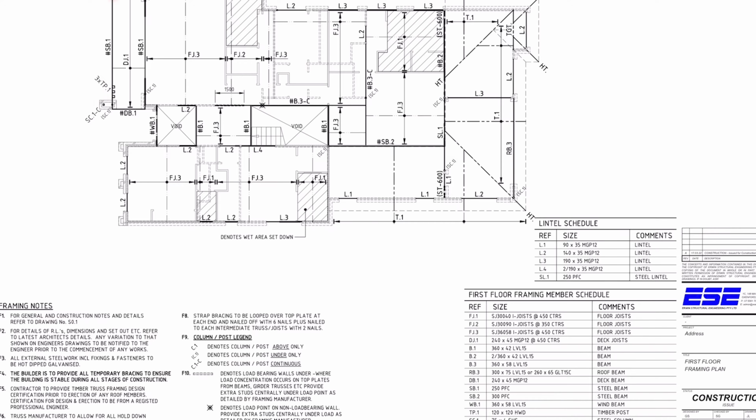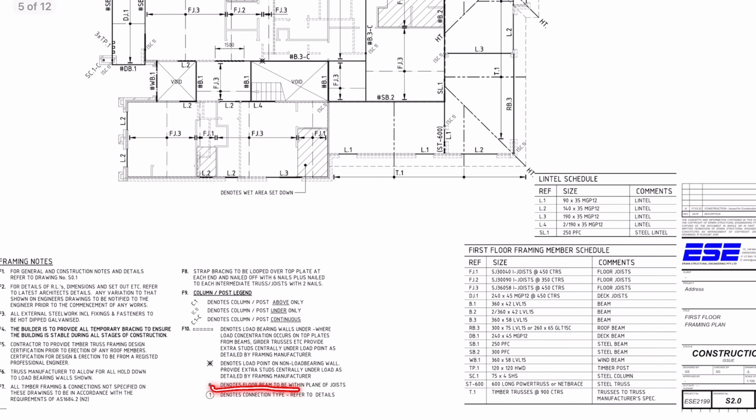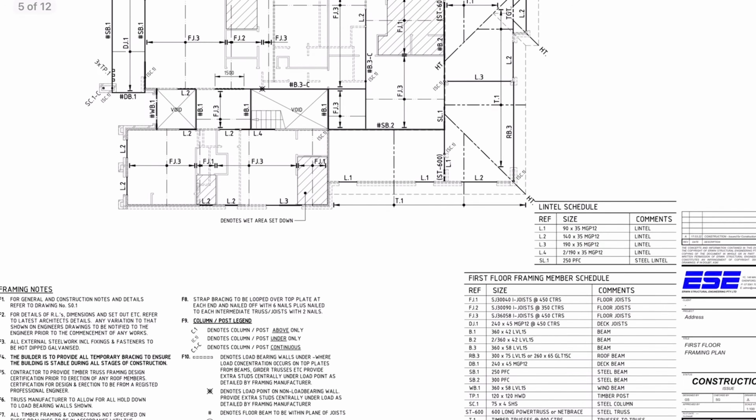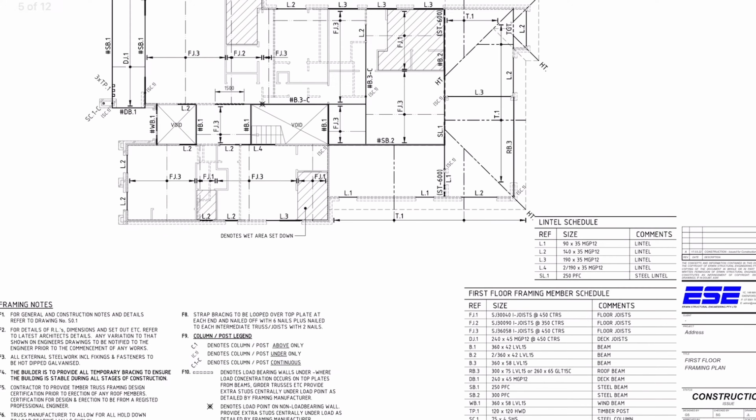Okay, so they're sitting on the steel beam. C1 in brackets denotes column or post under only. Okay, so this SC1 is under this steel beam, therefore supporting this steel beam. Okay, easy. And then the C denotes continuous. So this column here is continuous from the ground floor to the roof. Okay, cool. And the hashtag denotes floor beam to be within the plane of the joist. Okay, so we know that the beam and the joists are at the same level. So the deck joists run in plane with the steel beam.